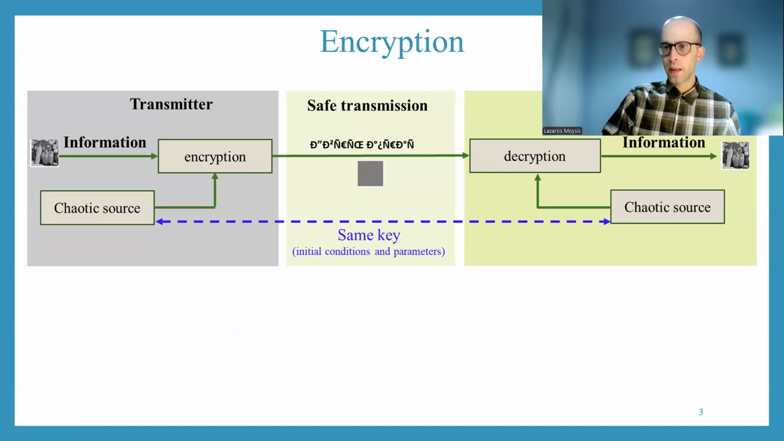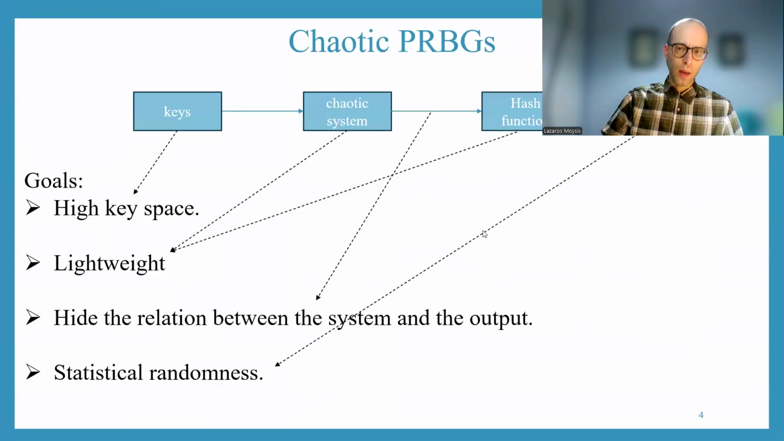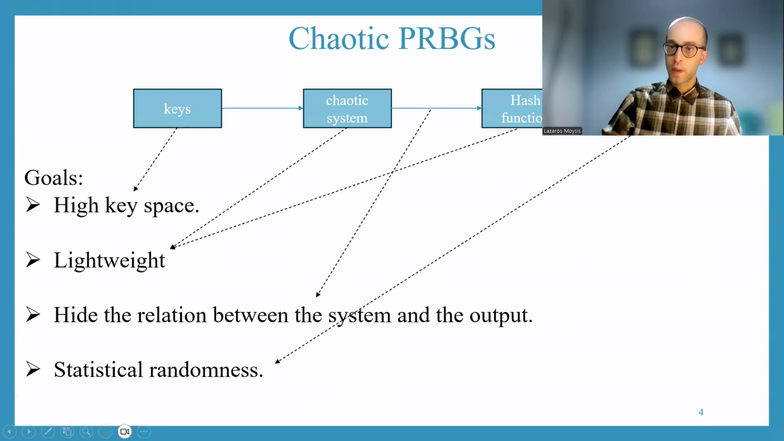It may be path planning. It may be watermarking, authentication. So other applications relevant to security, optimization, whatever. Other applications relevant to security actually use chaotic PRBGs. So the idea behind the PRBG is this.